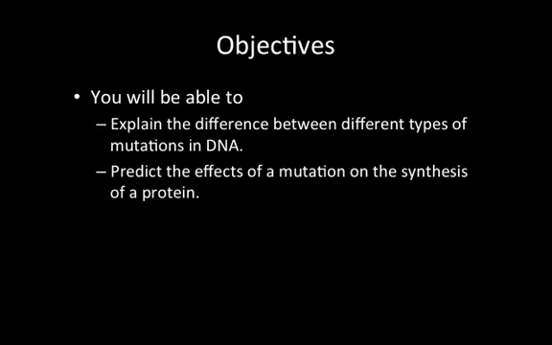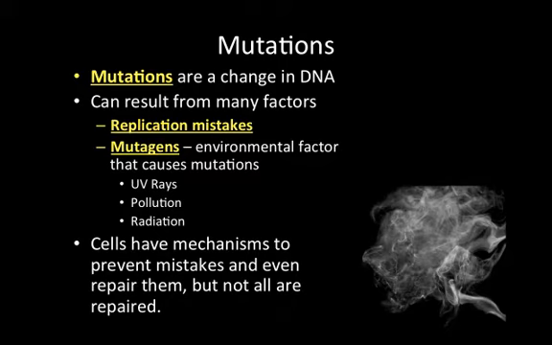Hopefully by the end of this lecture, you'll be able to understand and explain the differences between different types of mutations in DNA. Some mutations are more harmful than others, and we need to understand those differences and be able to predict the effects of a mutation on the synthesis of a protein. If we do have a mutation, what causes it, and what effects is that going to have on the protein being made? If it's a life-essential protein, odds are the organism cannot survive, or the cell cannot survive. If it's not essential, there may not be very many harms associated with it. So let's take a look at some of these DNA mutations.